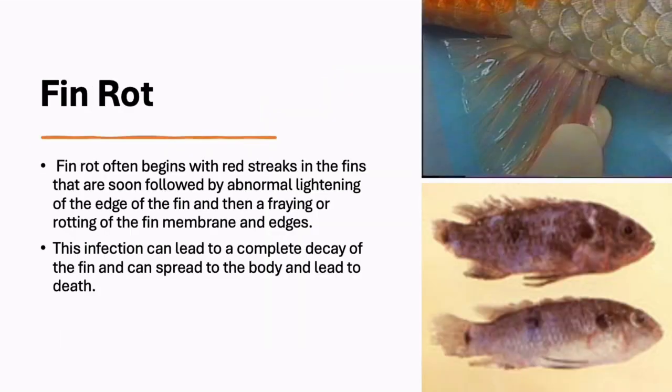Fin rot occurs when the bacteria gets through the small capillaries in the fins, causing blockages, which then will cause tissue necrosis. So on this top picture, you can see where the fins are starting to get reddened as the capillaries become inflamed and swollen, and eventually it'll cause necrosis. On the lower picture, you see these cichlids have their fins starting to rot off, and it can occur in other parts of the skin as well. And so this is one of the signs that are seen with bacterial infection.